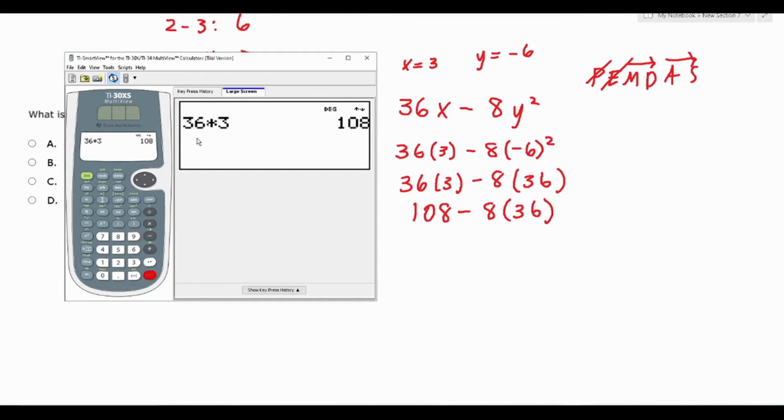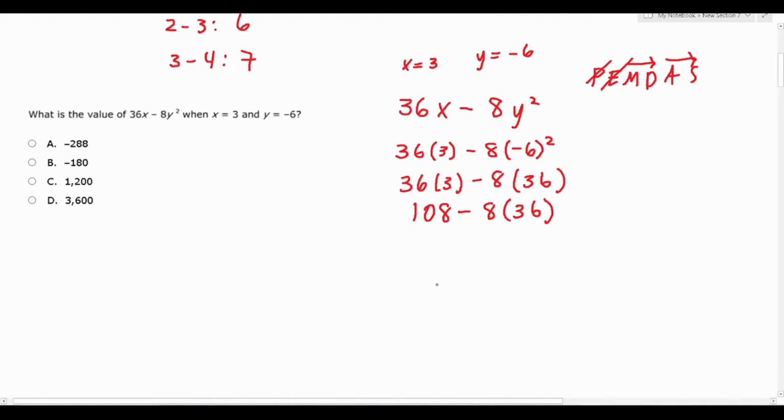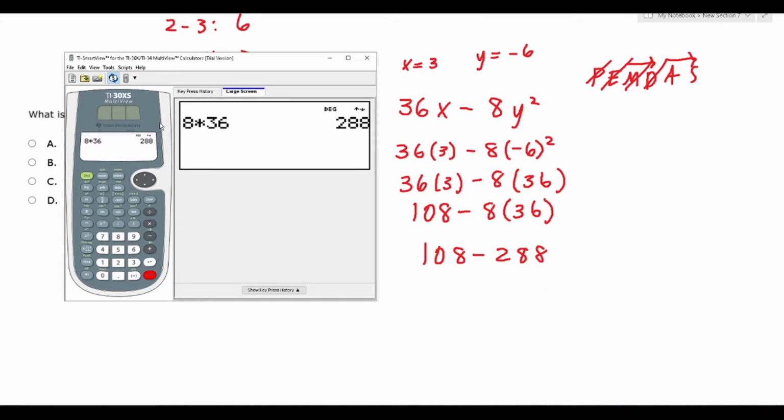Now I'm going to work out the second instance of multiplication. And again, I'm going to use the calculator. So we have 8 times 36, and that is 288. So this becomes 108 minus 288, and we've taken care of multiplication and division. The only operation we have left is subtraction, so let's go ahead and do that again. Rather than making a simple mistake by doing this by hand or mentally, just plug it into your calculator.